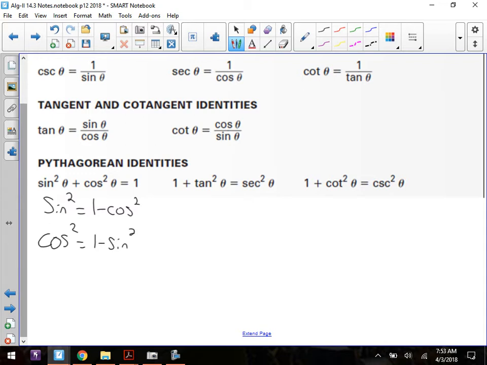So a little hint when we start seeing these things, whether they are what we call simplify or verify, if you see stuff that are squared, it's probably an identity that you have to move stuff around to. Same thing with tangent. I can say that tangent squared was secant squared minus 1. Cotangent squared is cosecant squared minus 1, and so on and so on. And I think that's kind of where we left off.